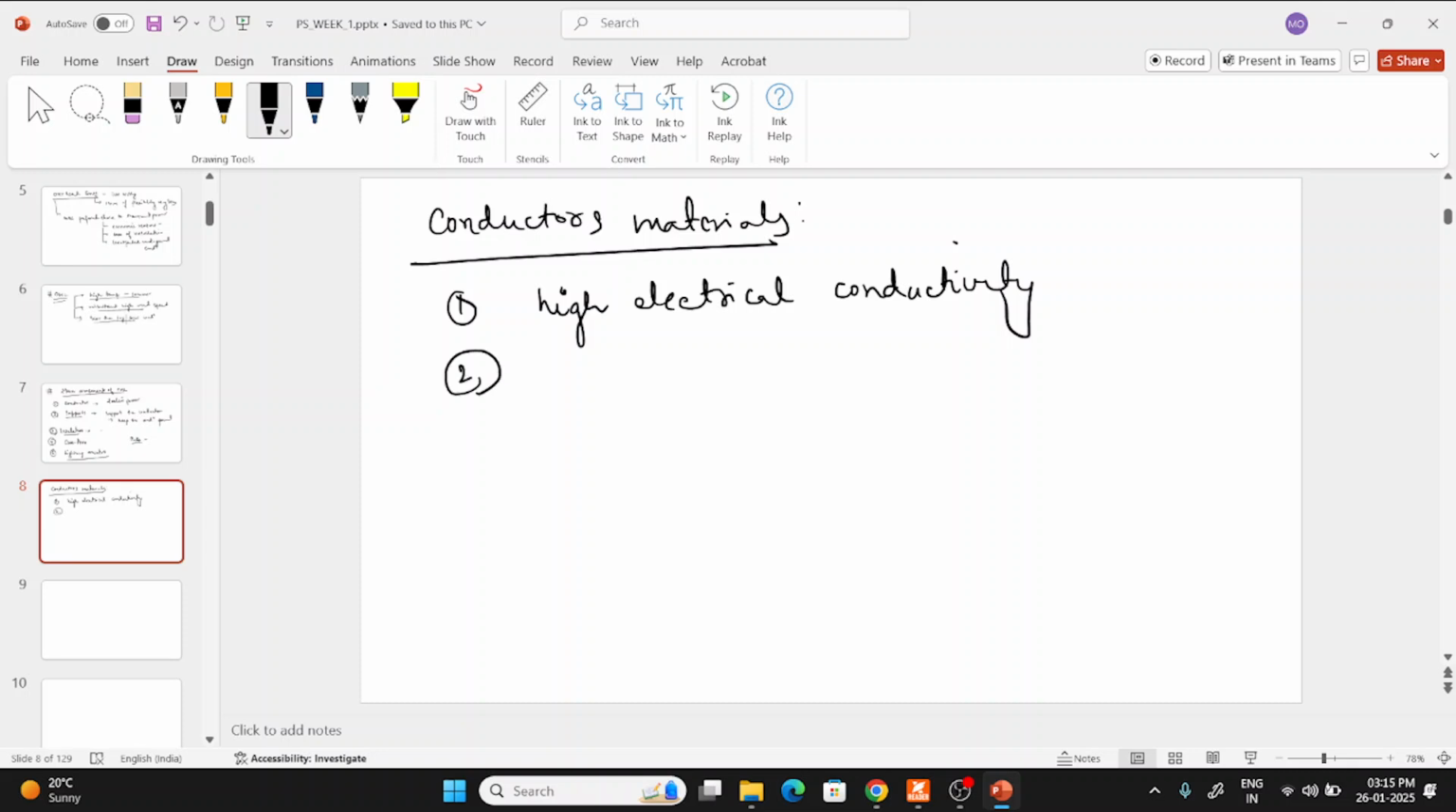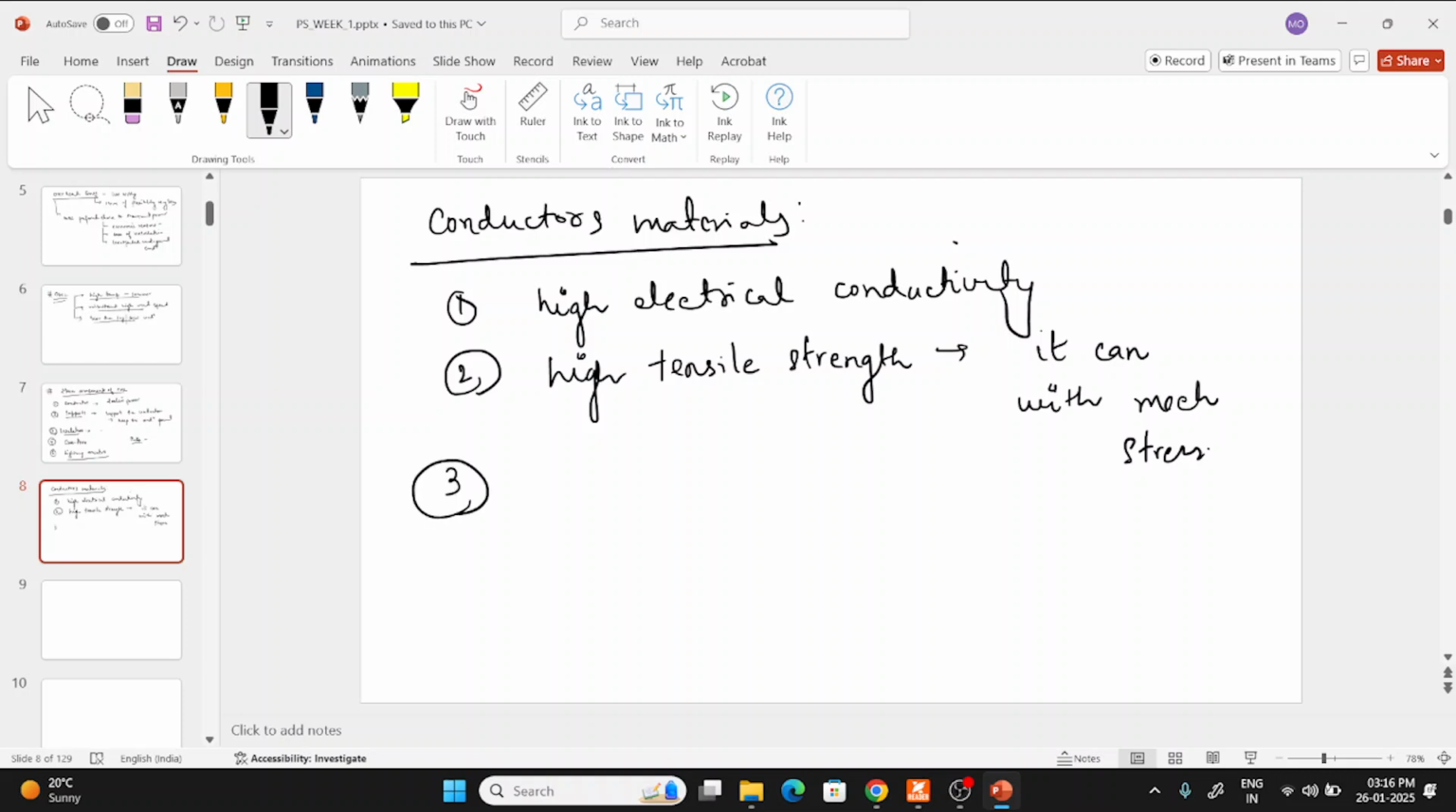Second, it should have a high electrical conductivity and high tensile strength. Why should it have high tensile strength? So that it can withstand the mechanical stresses. This is also one of the most important. Electrical conductivity should be high, but the tensile strength of that conductor also should be much greater.